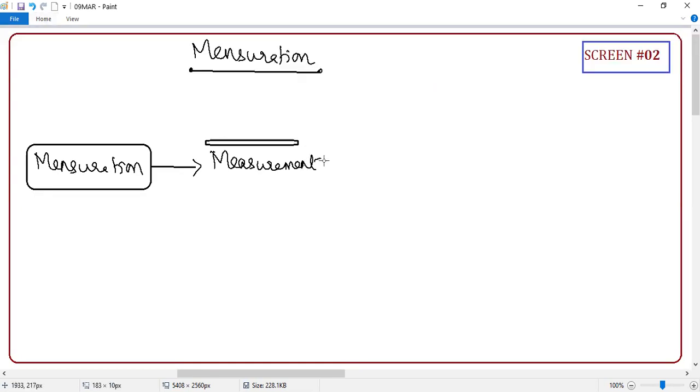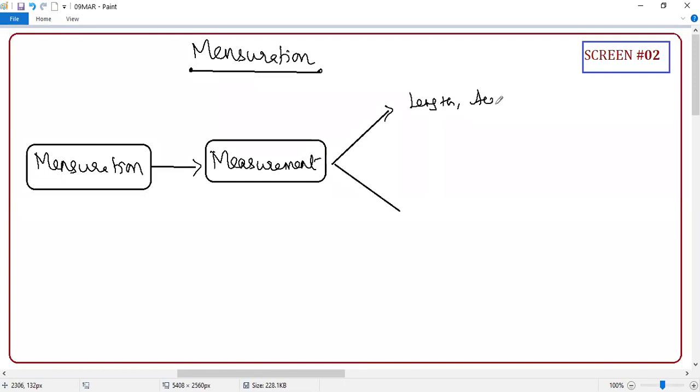Mensuration is the measurement. And measurement of what, students? Measurement of some parameters. What are the parameters you are going to measure? Length, area, and volume of some geometrical shapes. What are the shapes? 1D, 2D, 3D shapes. Right? So guys, at a high level, we can give the definition like this.